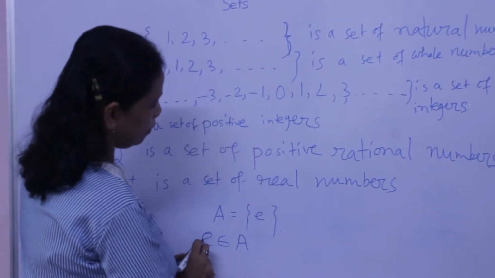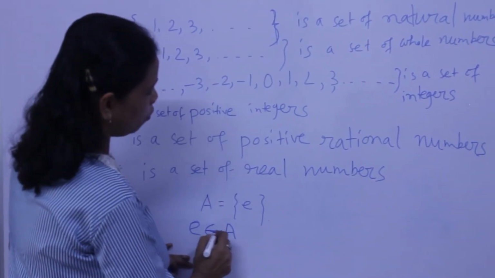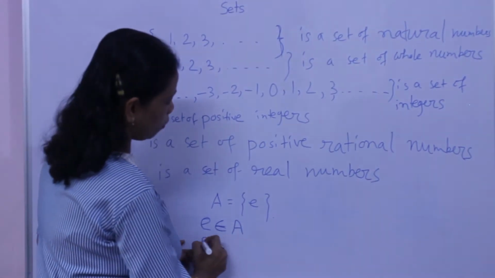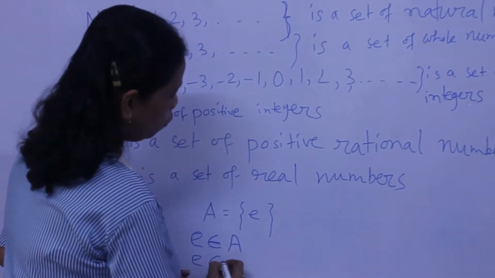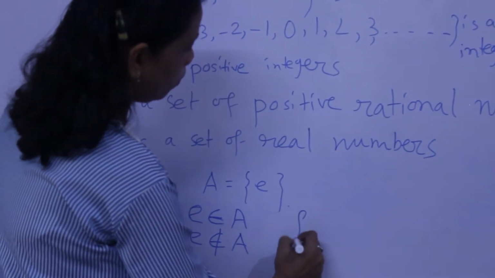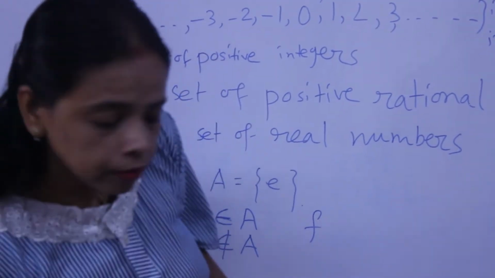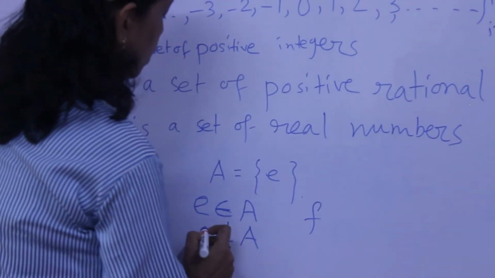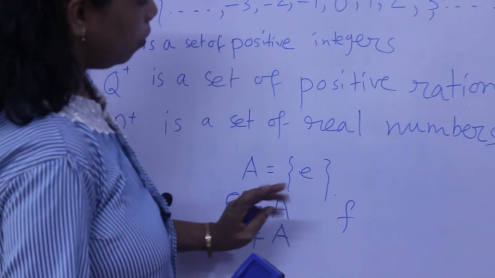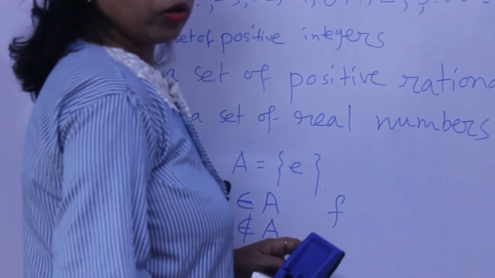So we will write like this, E, this sign is called epsilon sign. So it represents belongs to. So E is an element, it belongs to set A. If E does not belong to set A, we will write like this, E not belongs to A. Suppose F does not belong to this set. So we will write here F not belongs to set A. E belongs to set A, but F element is not here, so F does not belong to A. Okay, students?